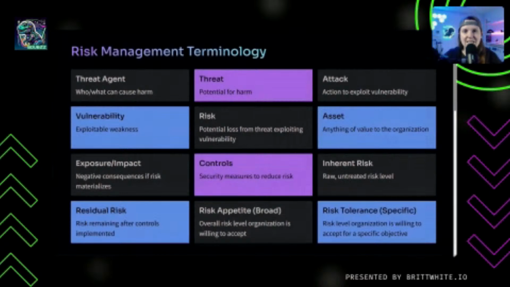Inherent risk is the initial level of risk that exists before any controls or treatment measures are implemented. This represents the raw, untreated risk level, assuming no protective measures are in place. And then residual risk is the risk that remains even after implementing controls. Remember that we can never eliminate all risk completely.